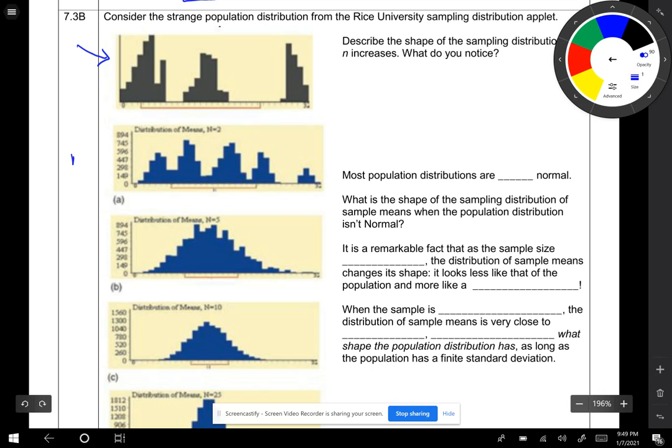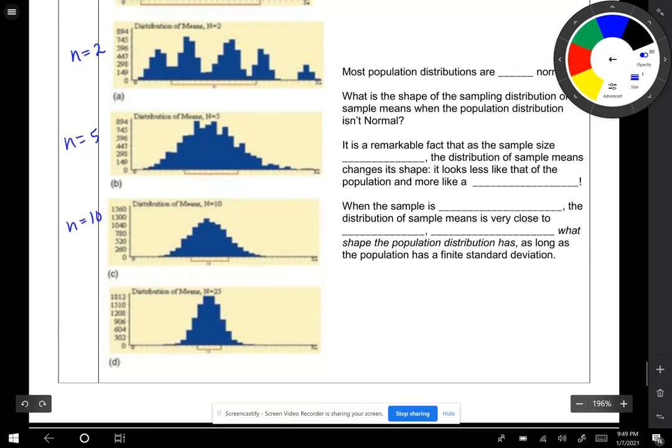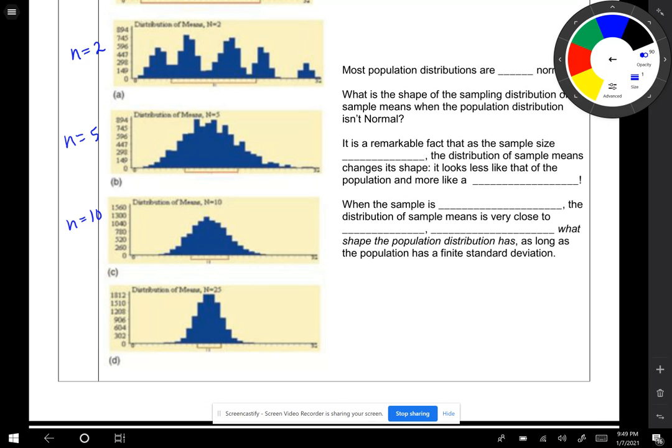So here, the sample size is 2. There, the sample size is 5. Sample size is 10. And sample size is 25.